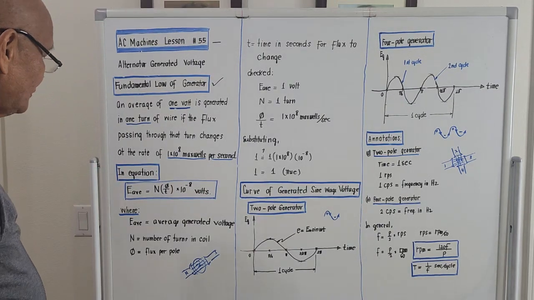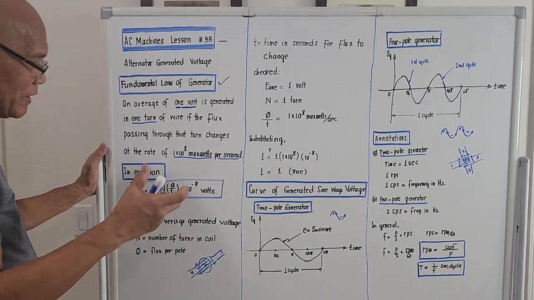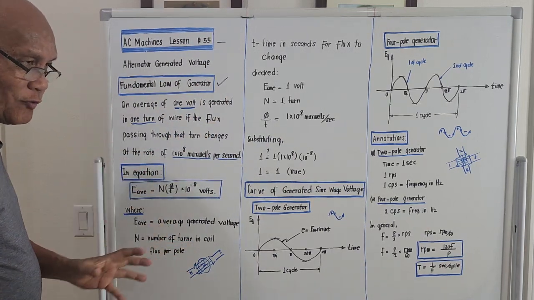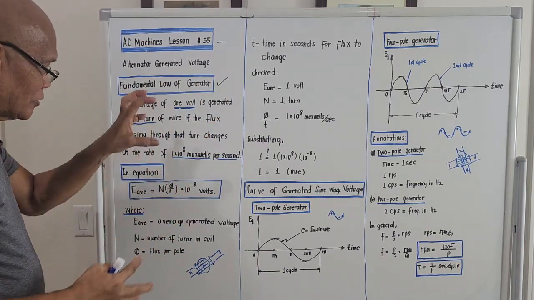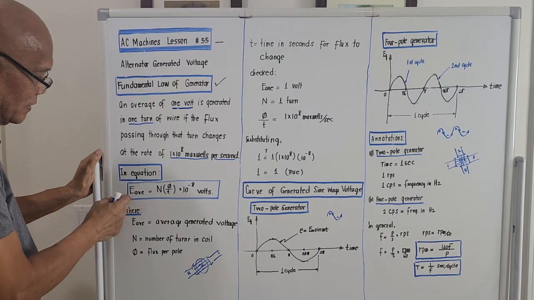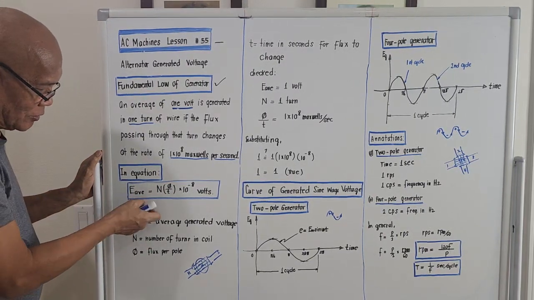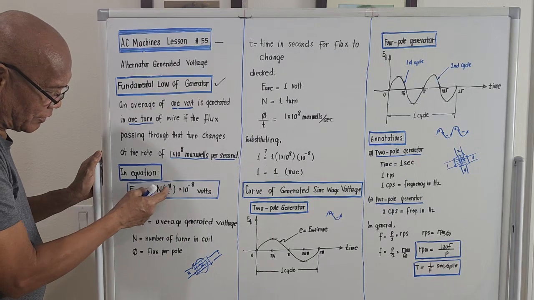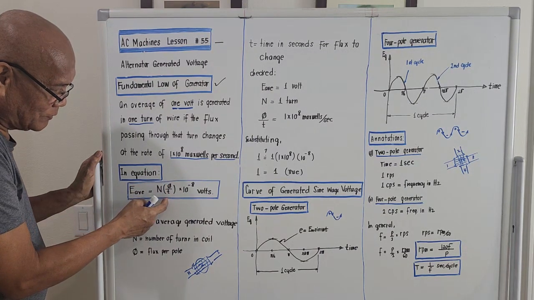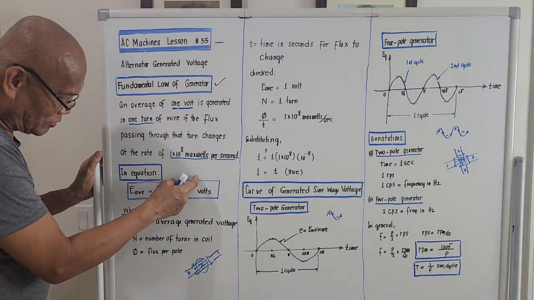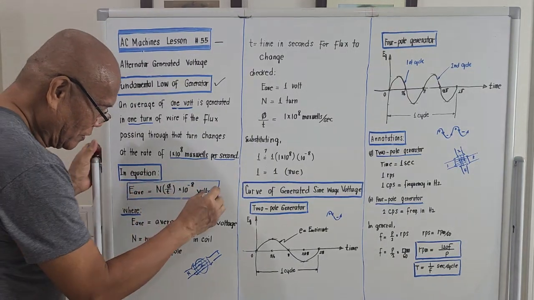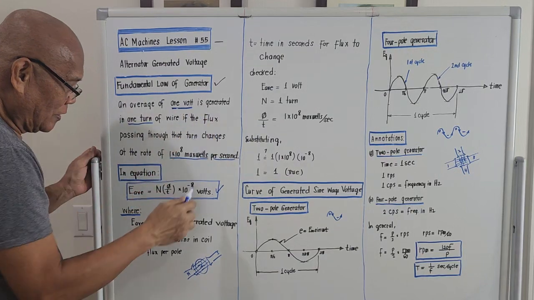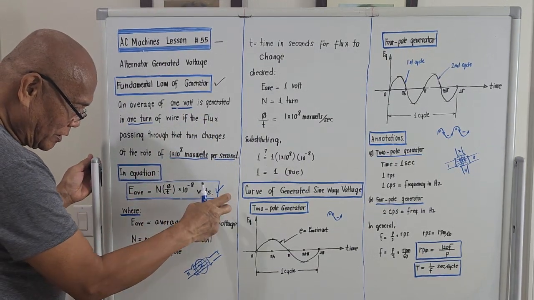Okay, let's bring out this fundamental law of a generator into its equivalent in equation form. According to this fundamental law, the average voltage is equal to the total number of turns times the rate of flux with respect to time, multiplied by 10 to the minus 8 volts. From this fundamental law, this equation was derived.